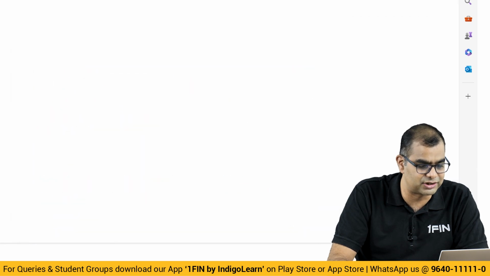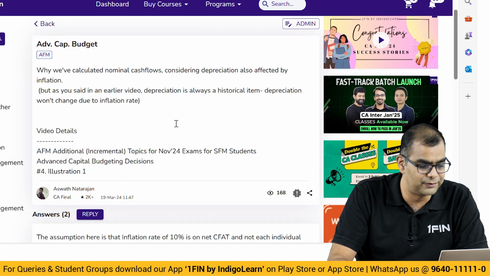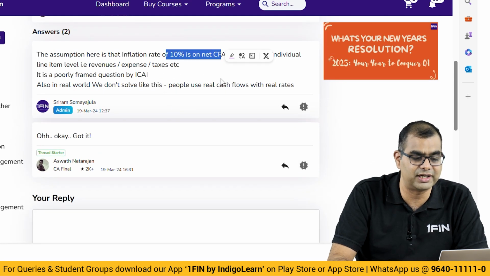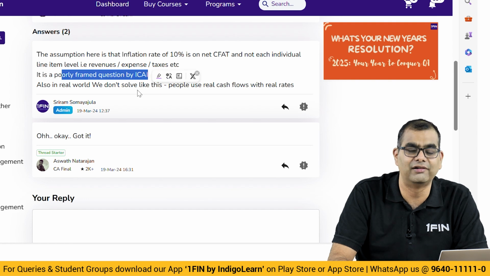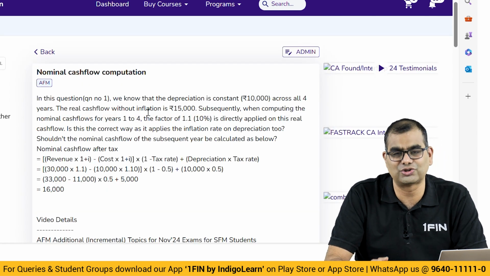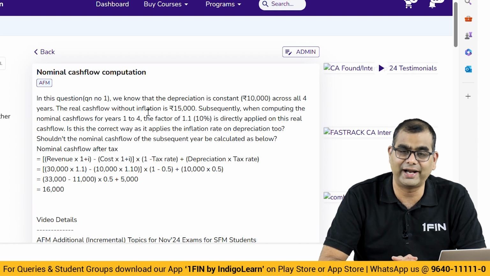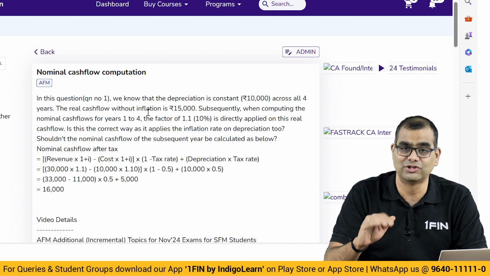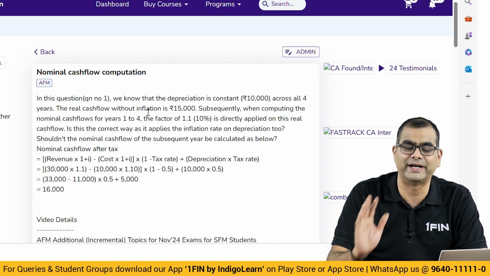Then you look at the next question. This was again asked in March 24. The assumption here is on net CFAT. The inflation rate is only on the net CFAT, not individual items. It is a poorly framed question by ICAI. In the real world, we don't solve like this. I had given an answer then itself. So there's a bunch of students who had asked me this question, and I had told them that this is a poor way of framing the question, and ICAI has actually corrected them. So good ICAI, you have corrected, you have made a change.